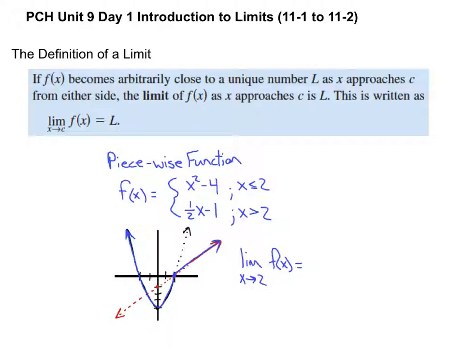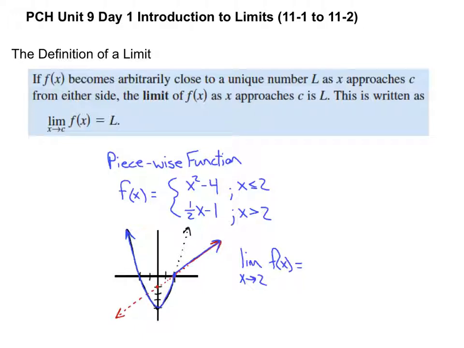Take a look at that definition of the limit. And what word kind of jumps out at you? Approaches. Okay, that's actually the key word right there, approaches. That's where this uncertainty comes from. That kind of bugs students sometimes.